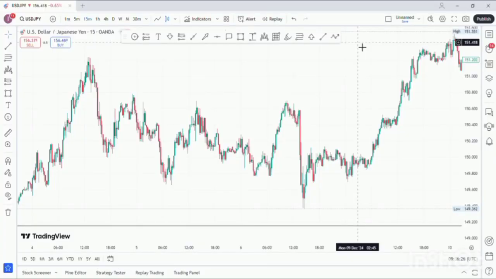Alright guys, so welcome back. Right here on my screen is USDJPY on the 15 minutes time frame. I just want to point out and show you guys how this fake out happened in the forex market.